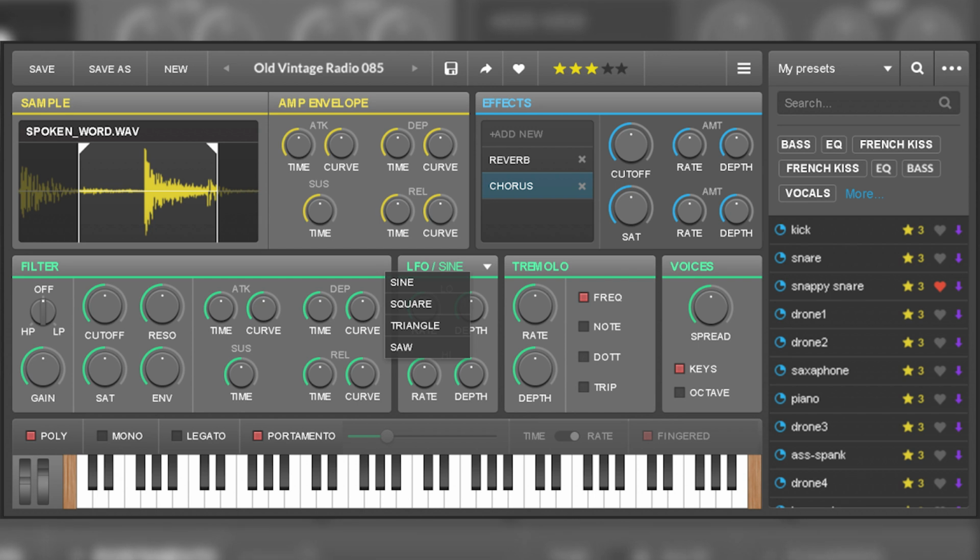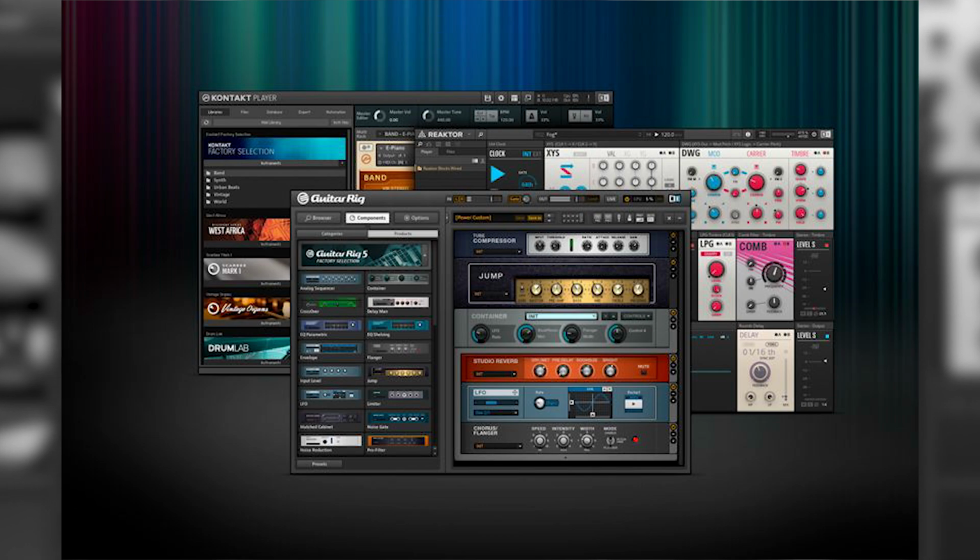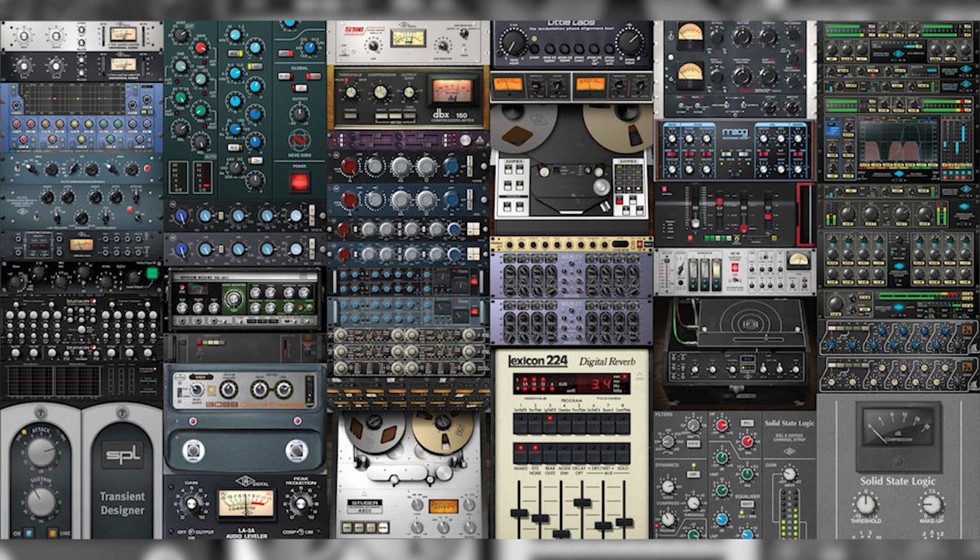So the first thing on my list is stock plugins. And what I mean by this is, what do the stock plugins in this DAW have to offer? Is there a decent arsenal of plugins? And do they meet all my basic production needs? Can they get the job done, or do I find myself always reaching for a third-party plugin?